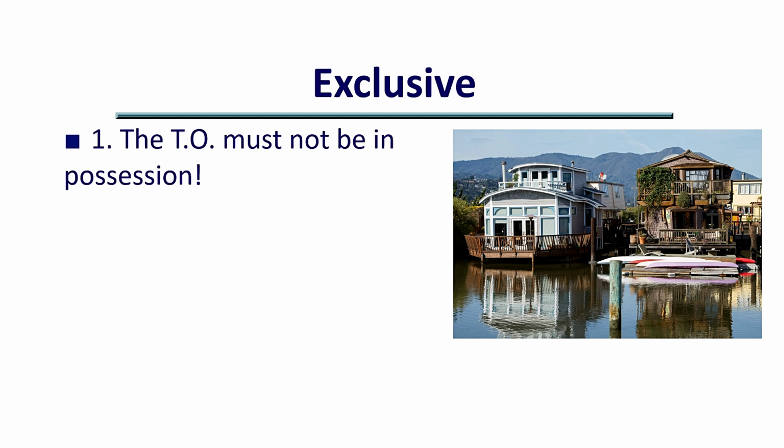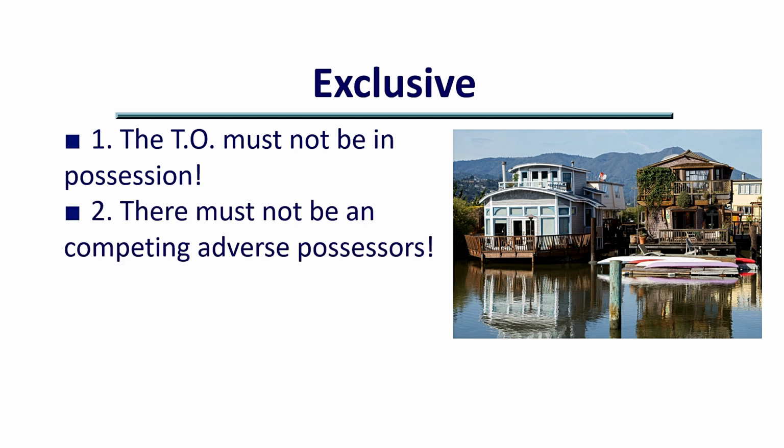The third element is exclusive, and exclusive means a couple of different things. First, it means that the true owner must not be in possession of the property. If you're an adverse possessor and you move on land when the true owner is there, obviously your possession is not exclusive and you can never get title by adverse possession. The word exclusive has another meaning as well. It means that there mustn't be competing adverse possessors. In other words, if you have two different adverse possessors trying to get the land at the same time, neither one of them will succeed.